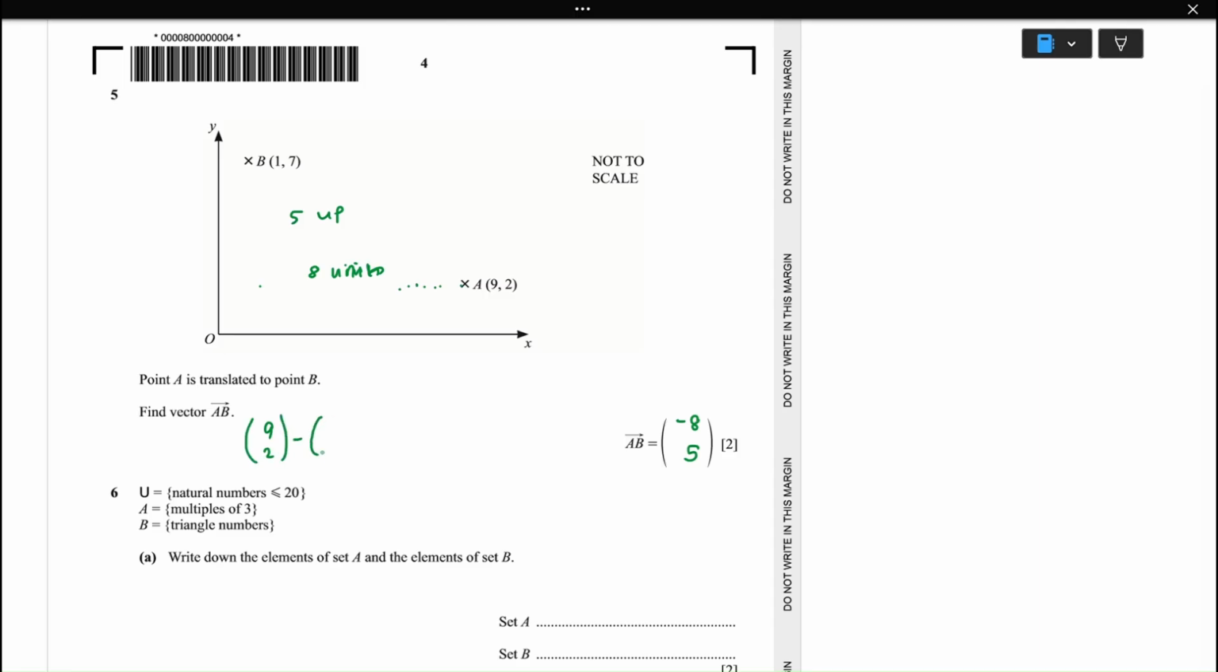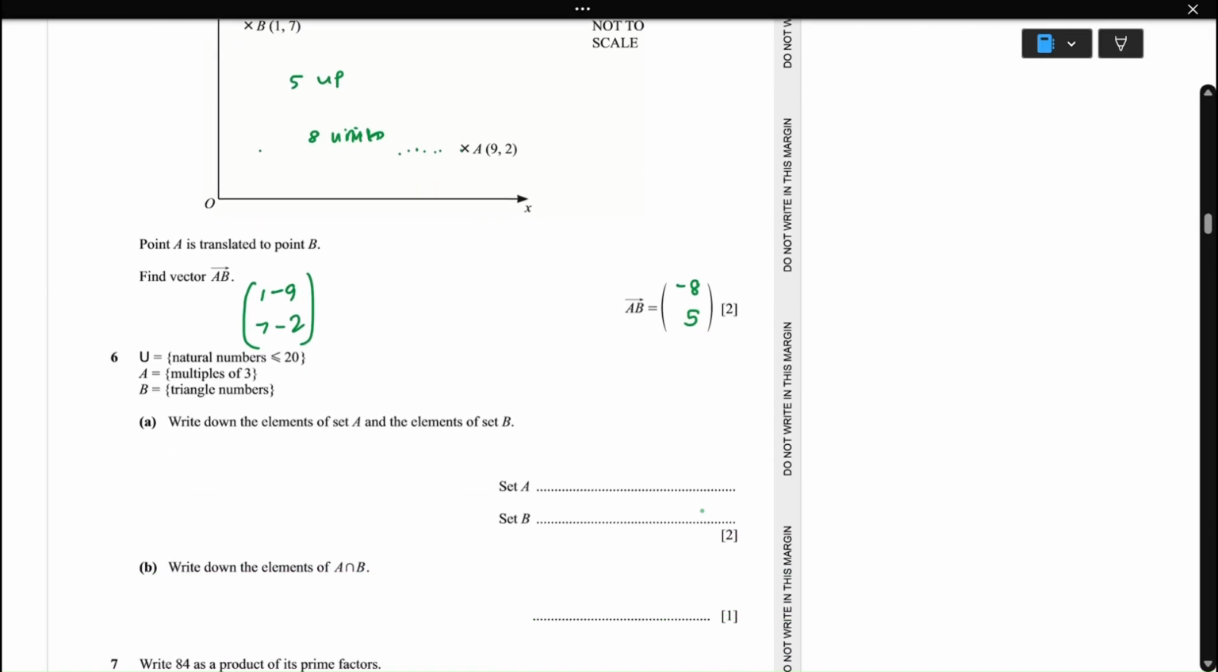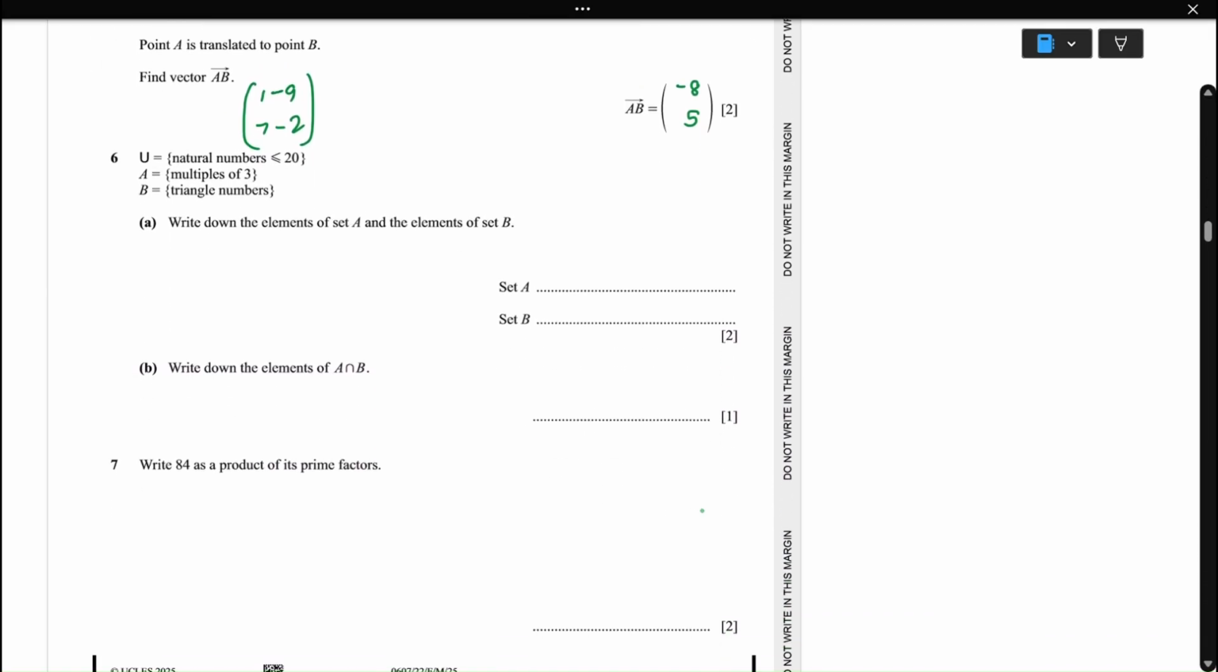The other way around, we can write first A is like 9, 2, then going to the left, then 1, 7. Sorry, it's not going to work. So I took the reverse one. So here 1 minus 9 and 7 minus 2, it's going to be like this. So -8 and 5.